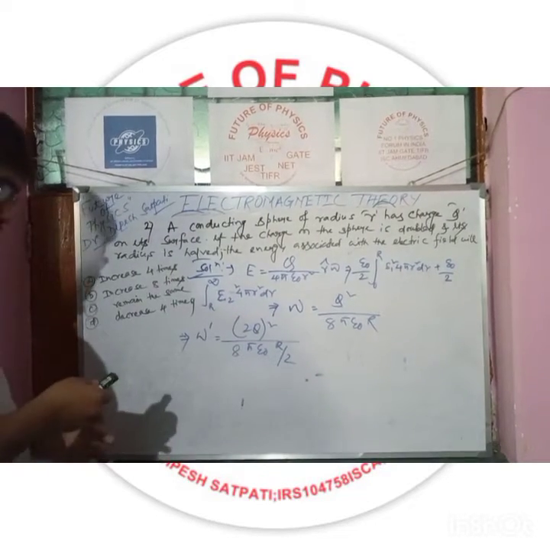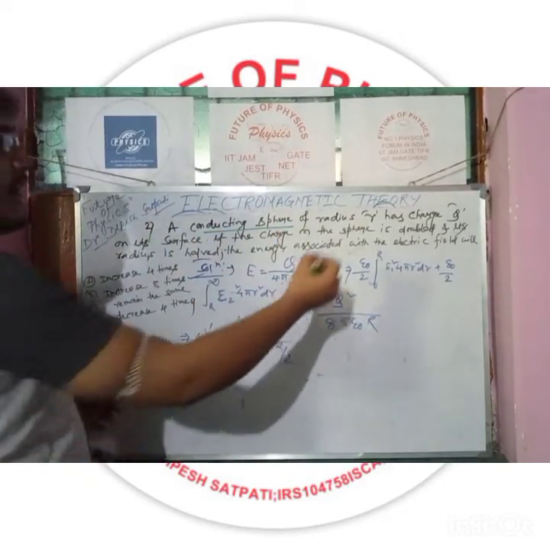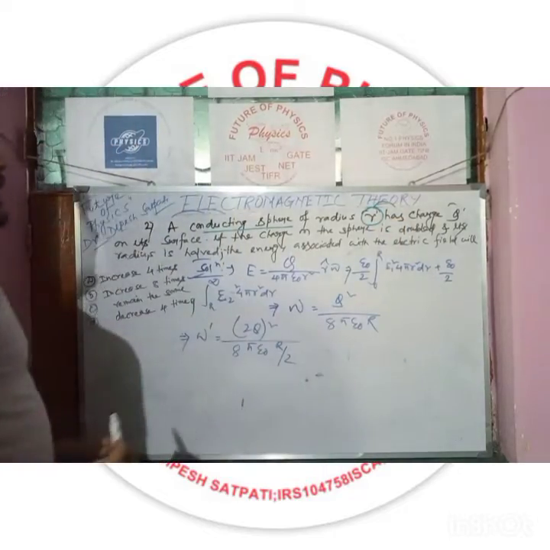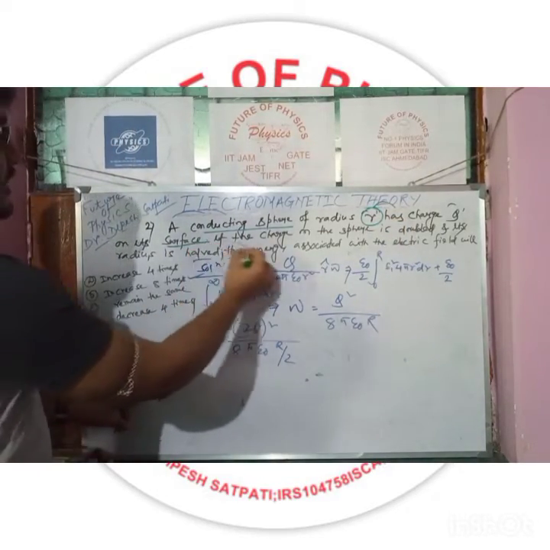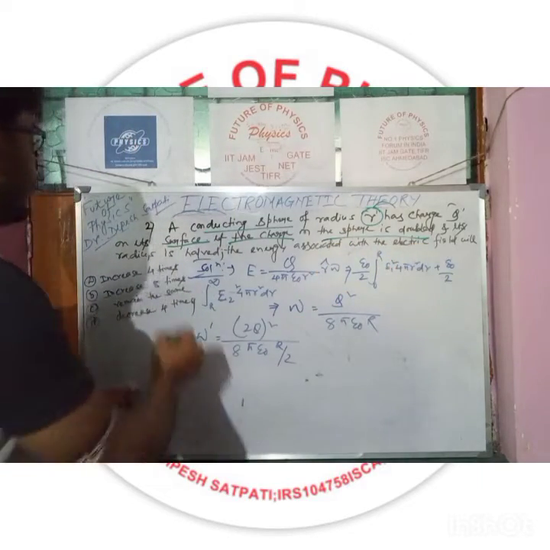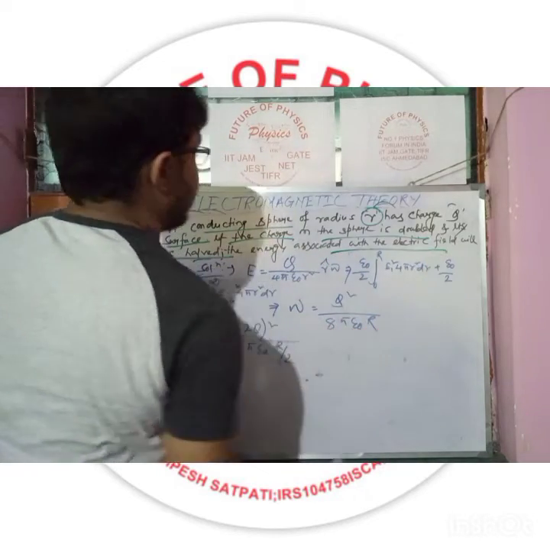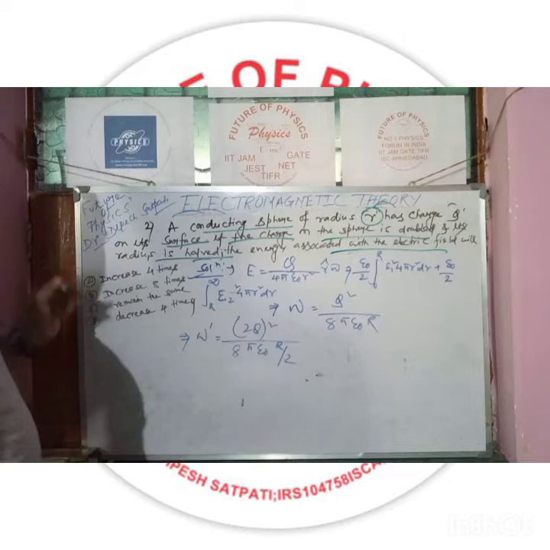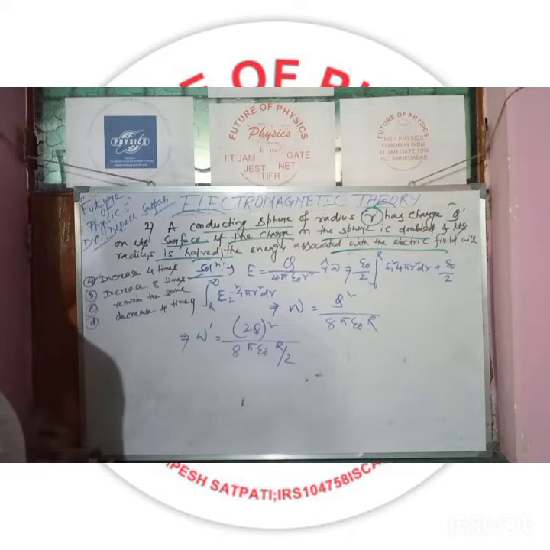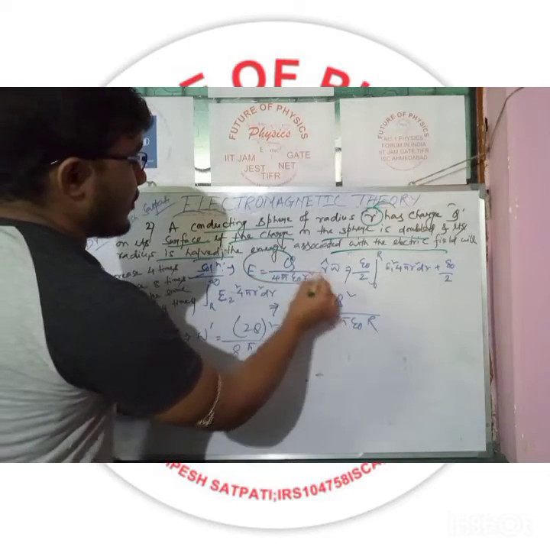Students, now the second question. A conducting sphere of radius r has a charge q on its surface. If the charge on the sphere is doubled and its radius is halved, the energy associated with the electric field will: option A, increase 4 times; option B, increase 8 times; option C, remain the same; option D, decrease 4 times. Now the solution: E is equal to q by 4 pi epsilon 0 r square.